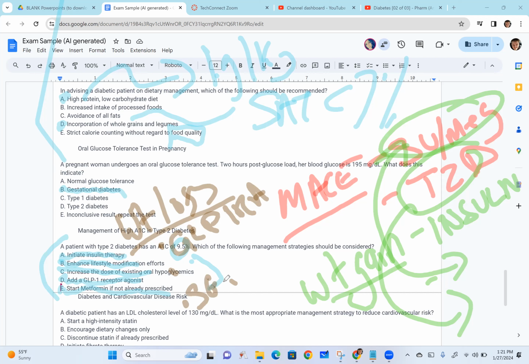SGLT2 inhibitors are the best at losing weight, right? Those will have the same suffix. Yeah, they end in flozin, right? So those are going to make you pee a lot and diurese a lot. All right, GLP-1 receptor agonists and the other guys are the DPP4 inhibitors, right? So those are the ones that make you lose weight, right?